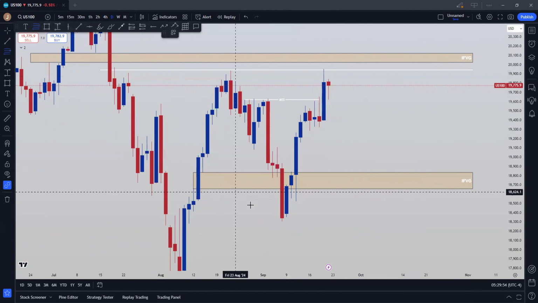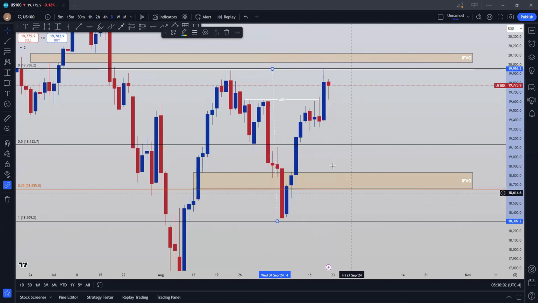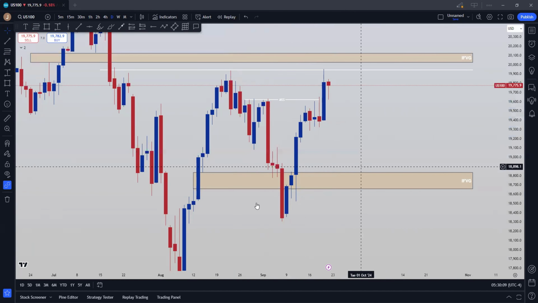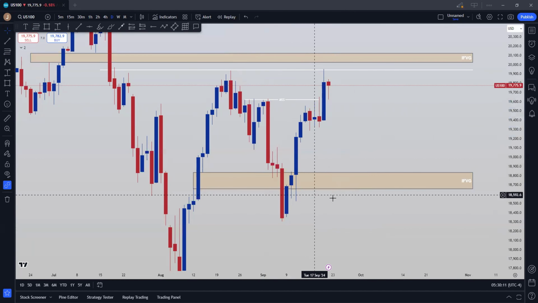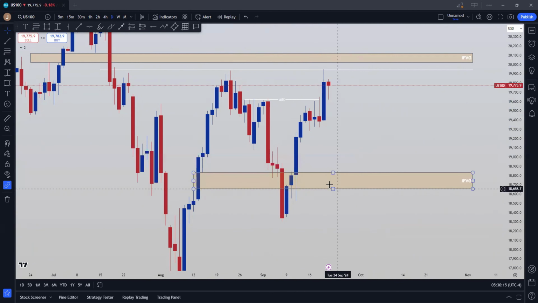Even if I grab my Fib from the low all the way to the high, to where current price action is right over there, we can see that area lining up within a discounted area, right? So that is quite clean. That point of interest, I'm just going to keep like that on my charts as it is.